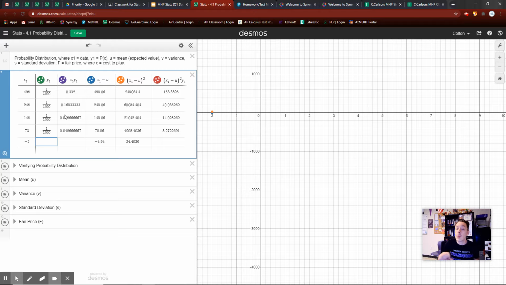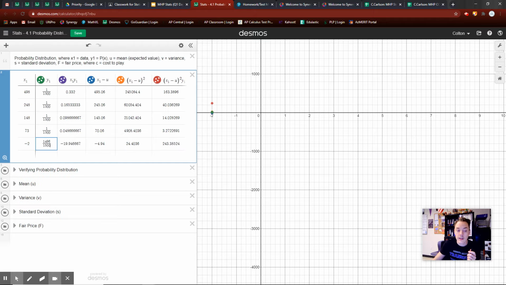Now, what is the probability here? How many losing tickets are there total? If there are 4 winning tickets out of 1,500, what is the total amount of losing tickets? It's a complement. If there are 4 out of 1,500 tickets, that means there are 1,496 total losing tickets out of 1,500.